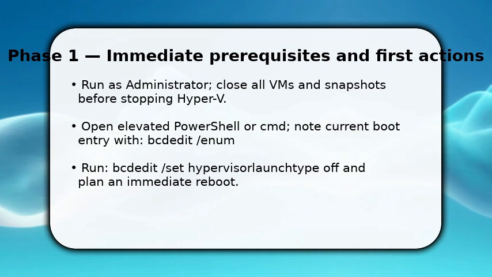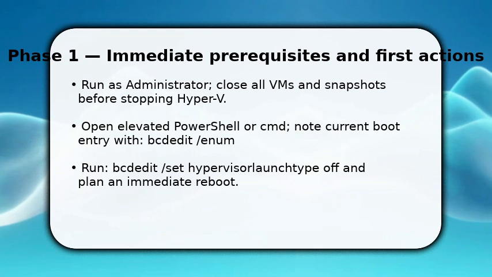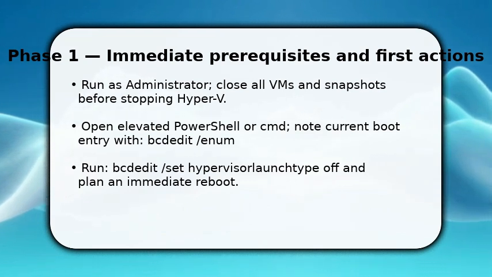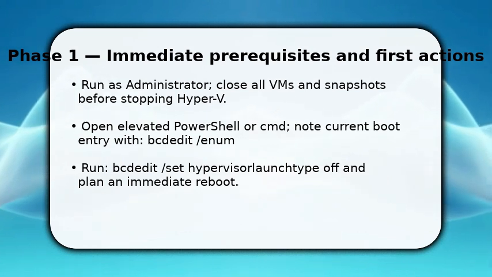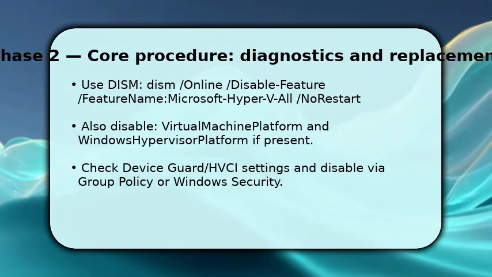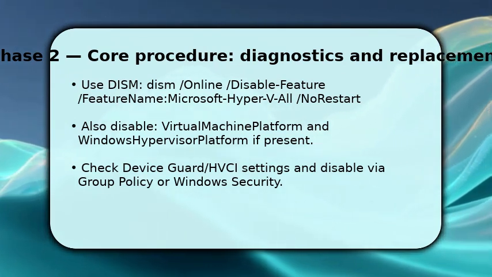After that, run bcdedit /set hypervisorlaunchtype off. This tells Windows not to start the Hyper-V hypervisor on boot. Make sure to schedule a reboot now. Once you've turned off the hypervisor at boot, remove Hyper-V's Windows features so the platform is fully disabled.